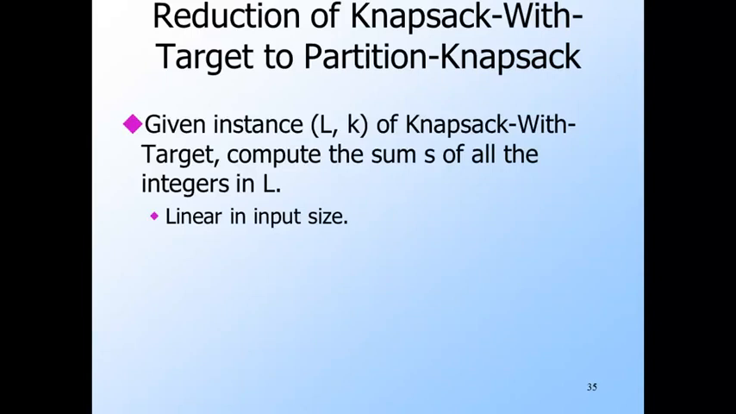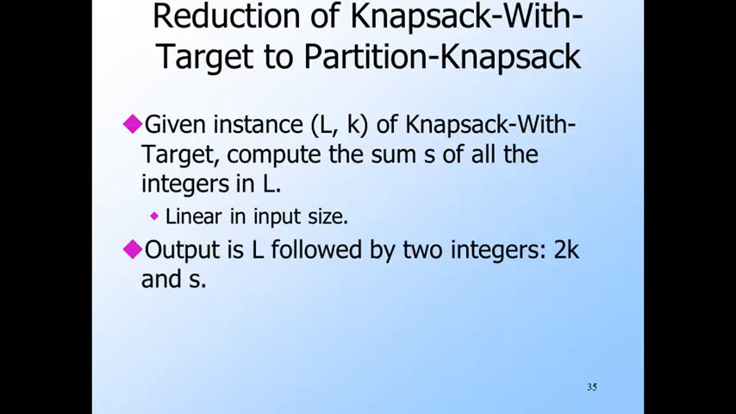Suppose we're given an instance of knapsack with target, say the list L and target K. The first thing we need to do is compute the sum S of all the integers. That takes time proportional to the input length n. Now we can make our output, which is an instance of partition knapsack. This output is a copy of the list L followed by 2 more integers. One of those integers is 2K, that is twice the target, and the other is S, the sum of all the integers on list L.